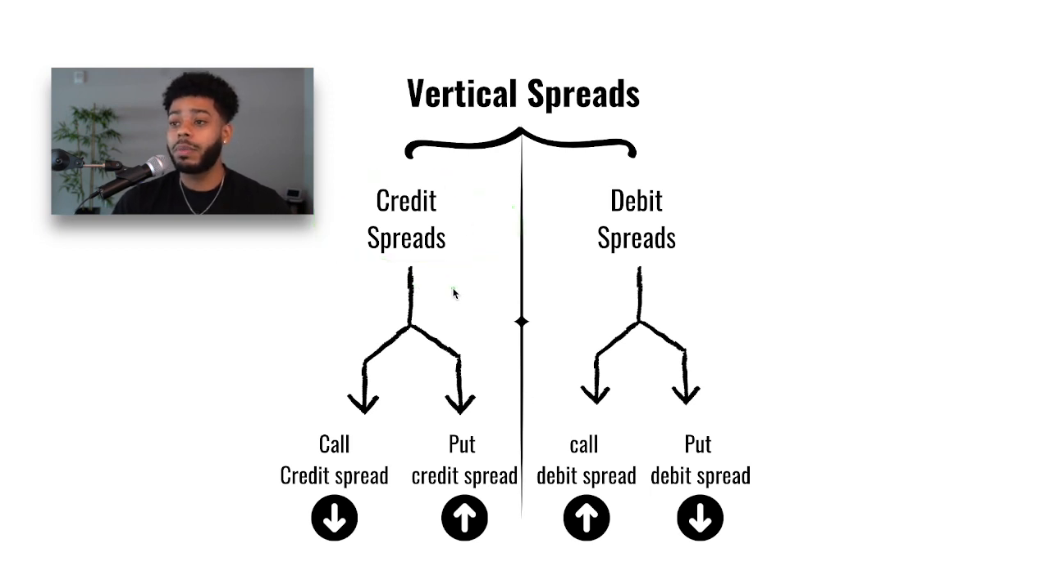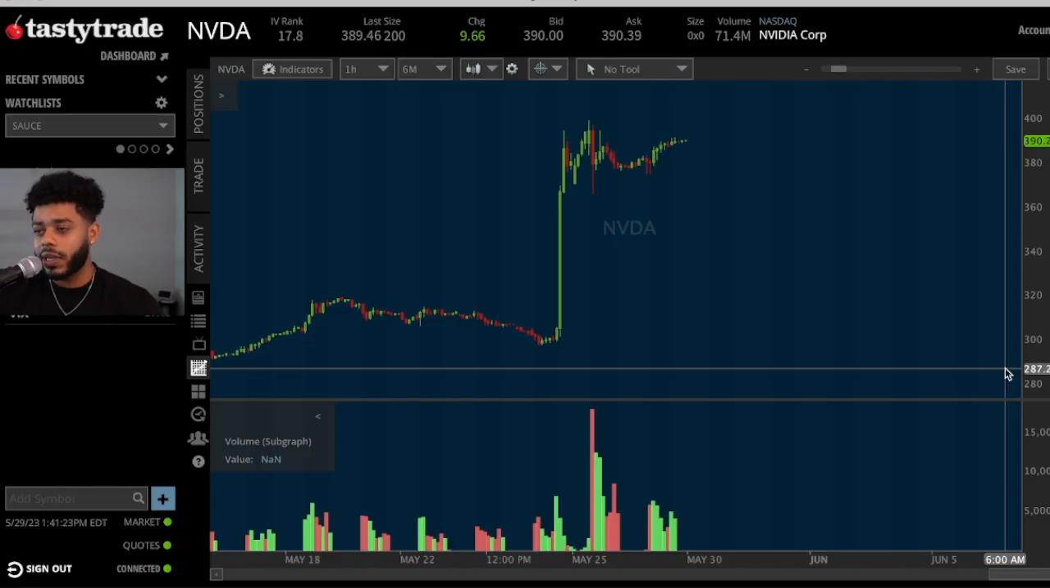Now we're going to get into the platform, show you how you can set up a credit spread, show you which expiration date that you can choose, and the benefits of doing so. We're going to set up a vertical spread, specifically a credit spread on NVIDIA. And I just want to start this off by saying this isn't a suggestion to get long or short on NVIDIA. This is just purely for demonstration purposes.